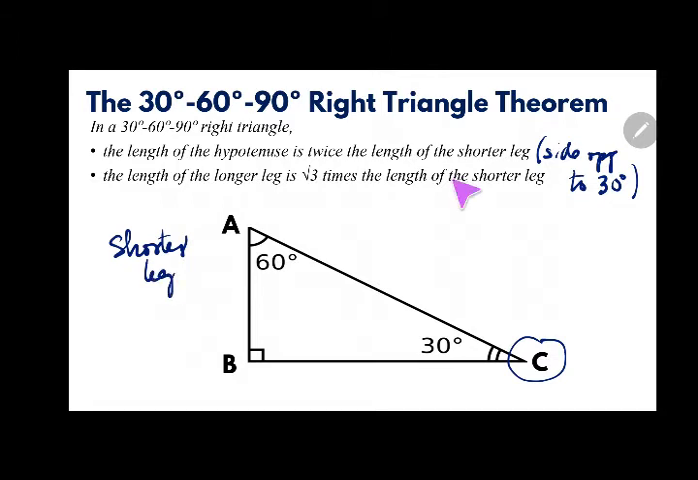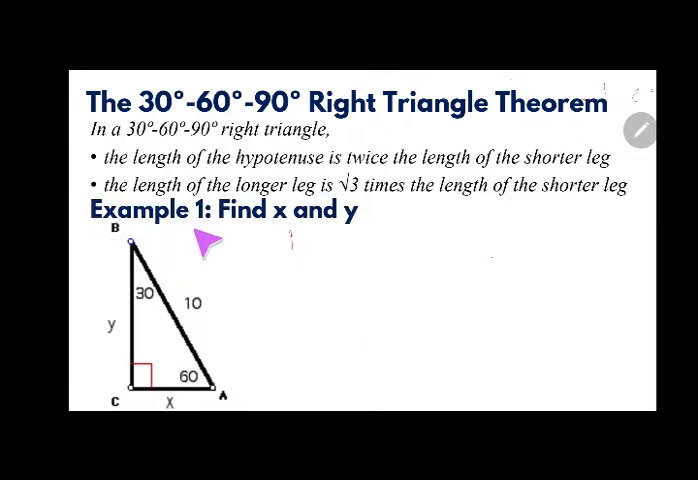At syempre, ang ating namang longer leg ay ang side opposite to 60 degrees. Sa example na ito, yun ay ang side BC. So, example number 1, hahanapin natin ang value ng x at y. So, gagamitin natin ang unang part ng theorem para makukuha tayo ng equation.